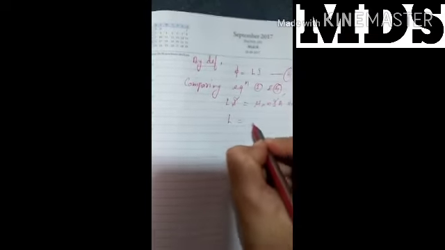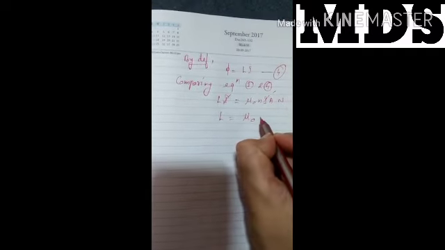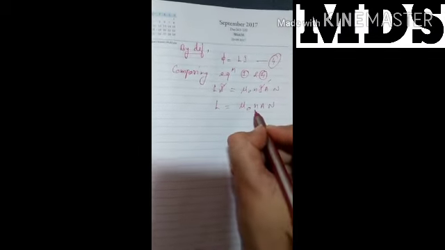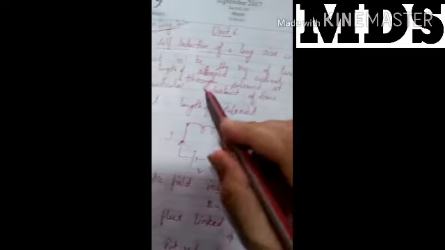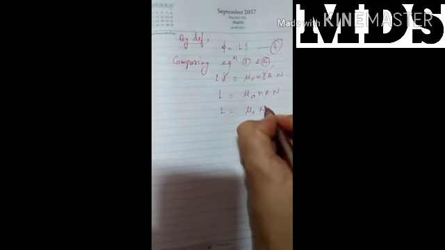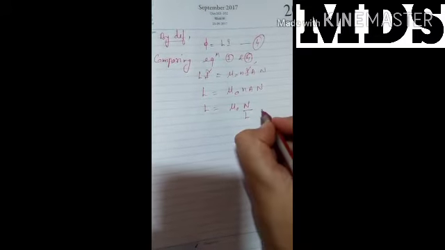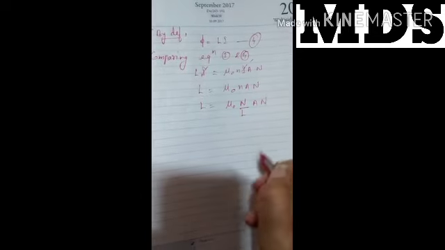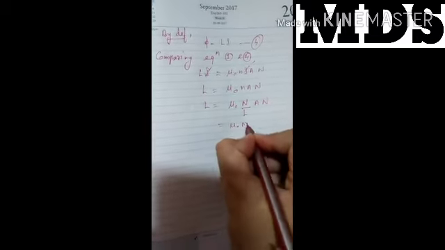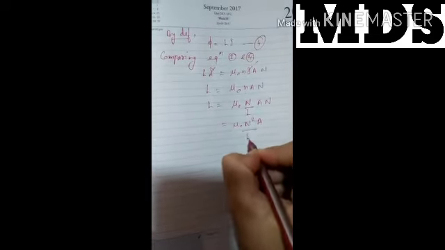Then we can write L equals mu naught n A N, where small n is the number of turns per unit length of the solenoid. Writing n as N by l, we get L equals mu naught N squared A by l. Here we have taken the length as small l, and L is the inductance. Clear? Up to this one.